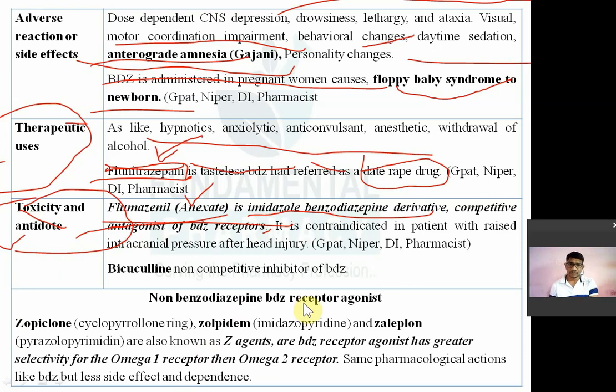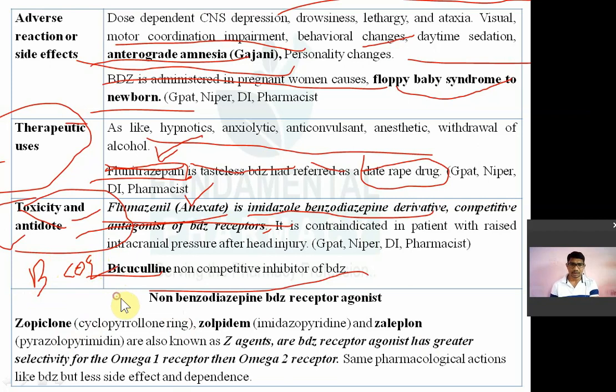Next one is bicuculline. Bicuculline is a non-competitive inhibitor of the benzodiazepine receptor. Flumazenil is a competitive inhibitor of the benzodiazepine receptor. Then remember one thing I have not mentioned: beta carboline is a partial agonist to the benzodiazepine receptor.